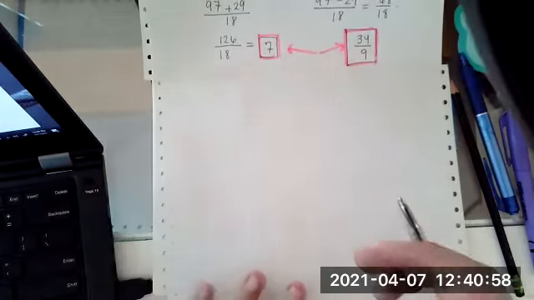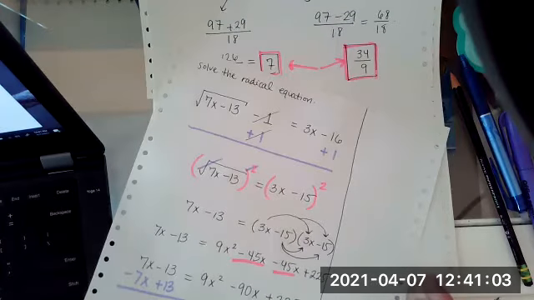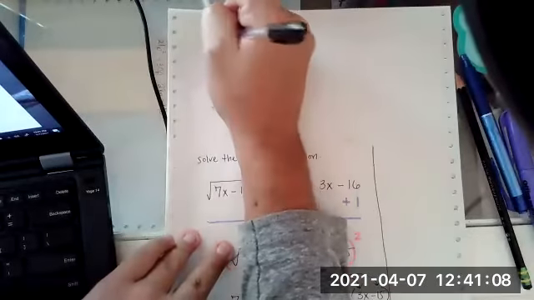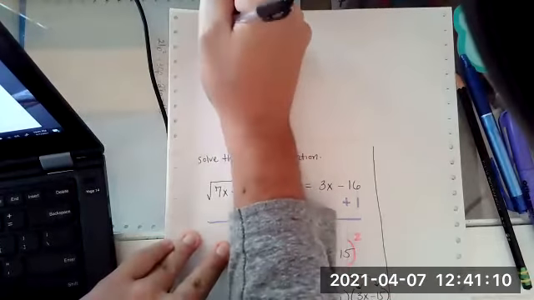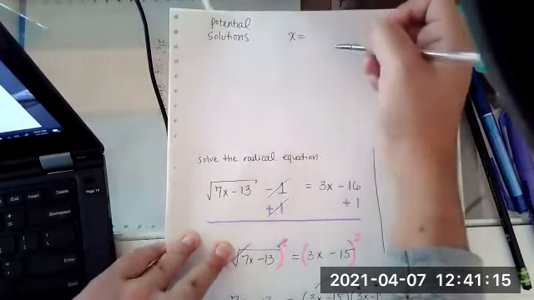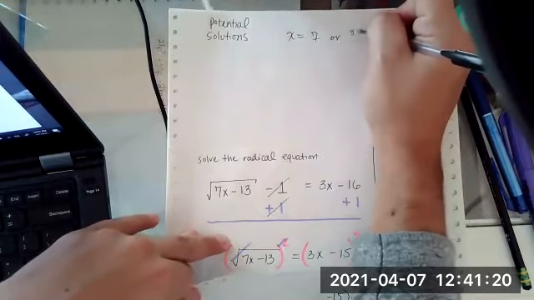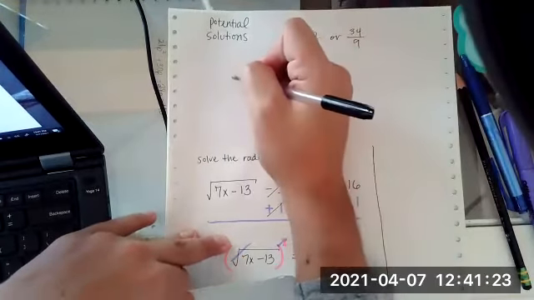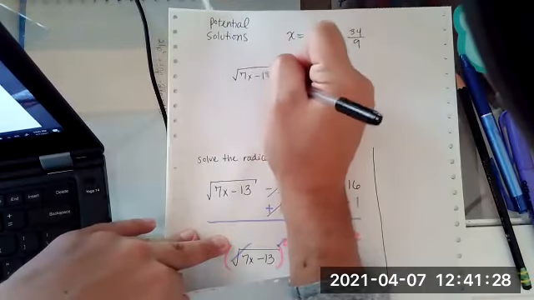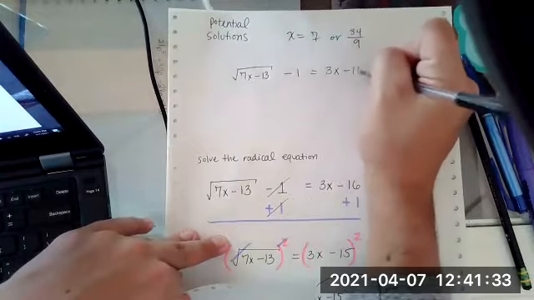The original question was, let me go ahead and write it over here. The solutions we got are potential solutions. We got x is equal to 7 or 34 over 9. And the original expression is the square root of 7x minus 13, all of that minus 1, is equal to 3x minus 16.